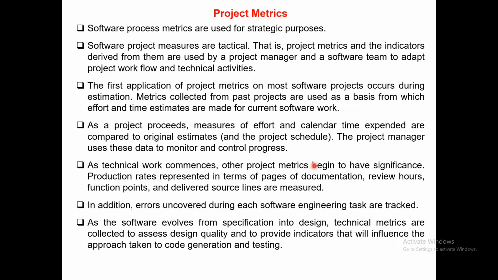Now the next topic is project metrics. Metric we know. What do you mean by metric? A metric is a collection of measures. Based upon a collection of measures, you get some idea where your process is moving. Software process metrics are used for strategic purposes, which means designing the policy at architectural level. Software project measures are tactical.